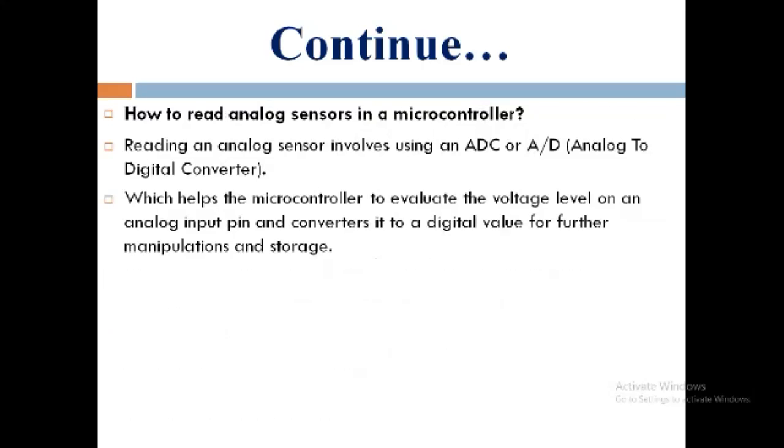Then, how to read analog sensors in a microcontroller. Reading an analog sensor involves using an ADC, that is analog to digital converter, which helps the microcontroller to evaluate the voltage level on an analog input pin and convert it to a digital value for further manipulation and storage.